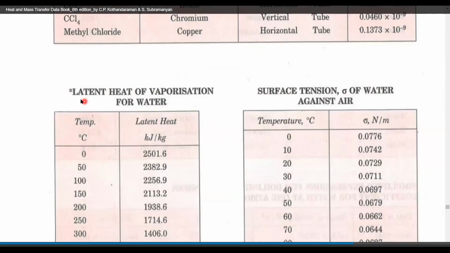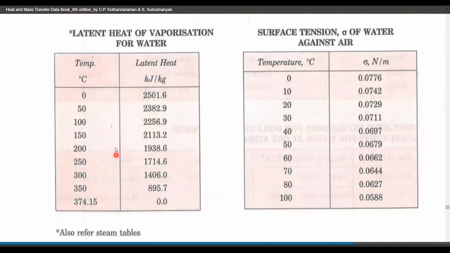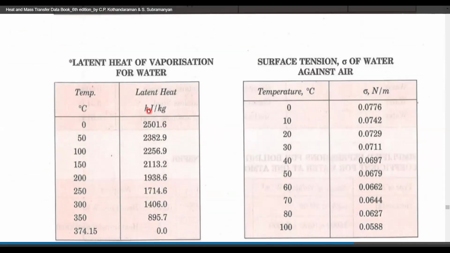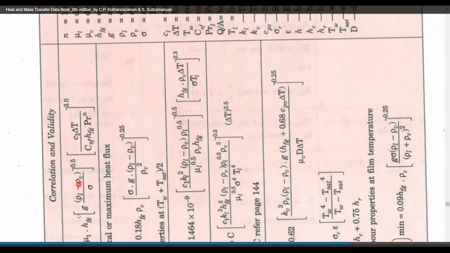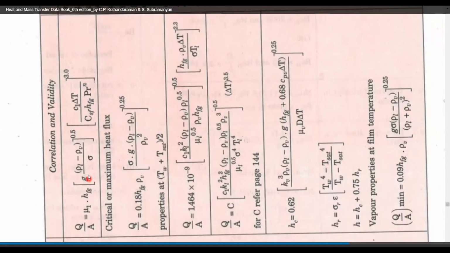So this is the table, latent heat of evaporation or latent heat of vaporization for water. The saturation temperature is 100 degrees centigrade, for which the latent heat is 2256.9 kilojoules per kg. For 100 degrees centigrade, this is the value of HFG, in kilojoules per kg. Next, we have g, acceleration due to gravity, 9.81. Rho L, we have already taken the value.